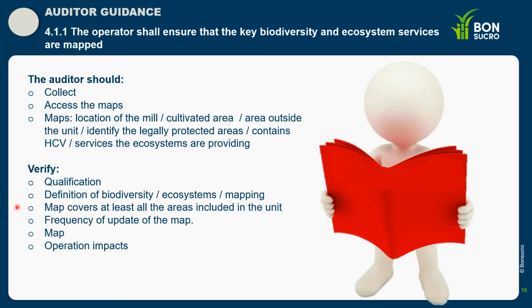The map covers at least all the area included in the unit of certification, the frequency of update as well, and of course the operation impacts. The mill needs to be there, and the auditor needs to check that. That can be useful not only for criterion 4.1.1, but also to see criterion 4.3.1 on water stewardship information.